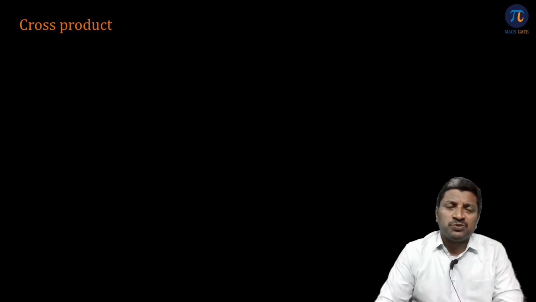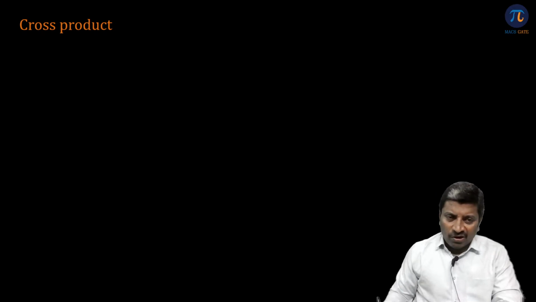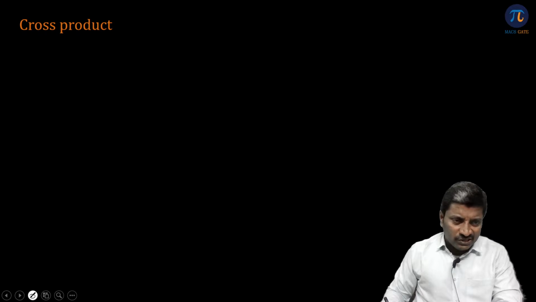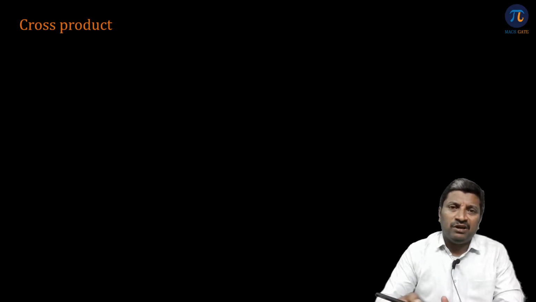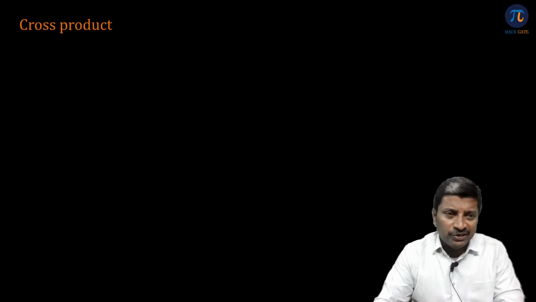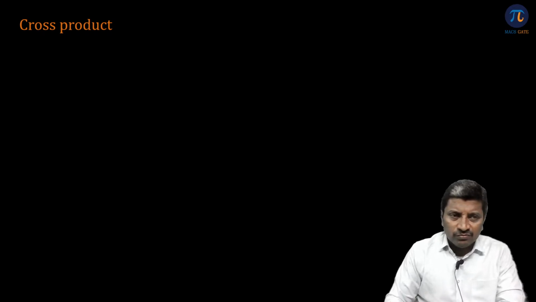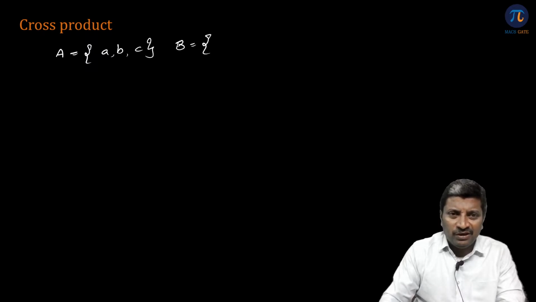Then let's go to cross product. Cross product we have already discussed in our earlier sessions, and we also learned it in our elementary school mathematics. Let me recall it. Whenever we have two sets, suppose I have A with three elements A, B, C. Let us assume I have set B in which I have two elements 1, 2. Right? What is the cross product of A and B, sir?